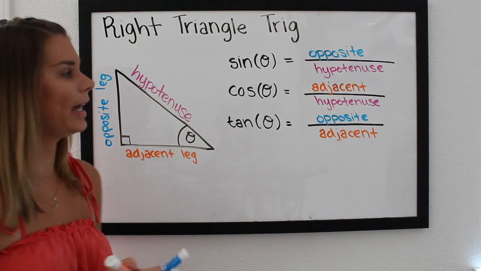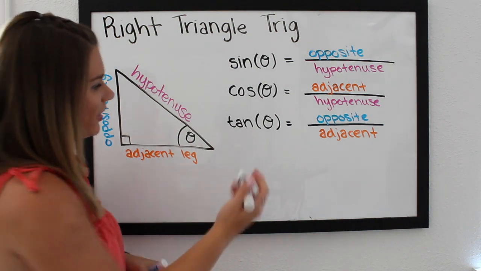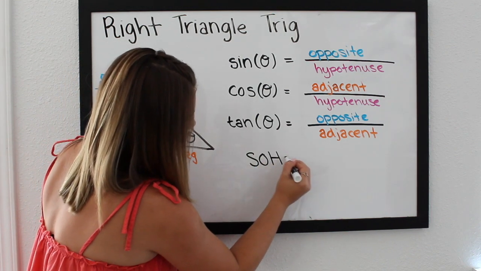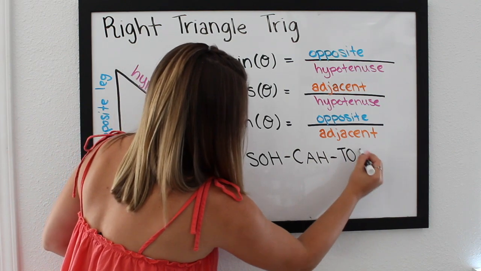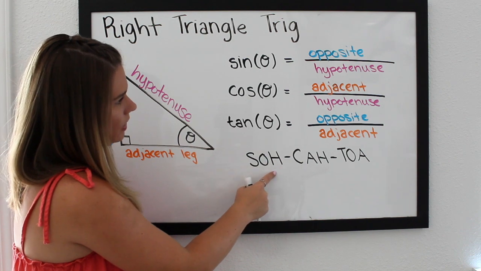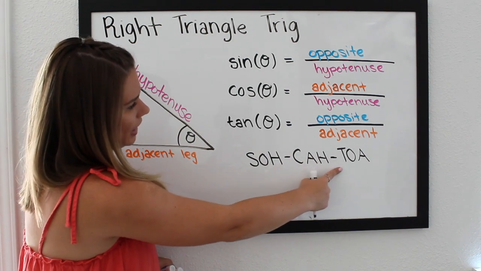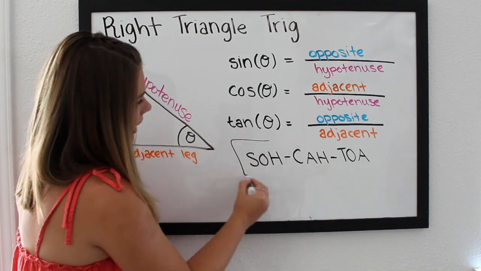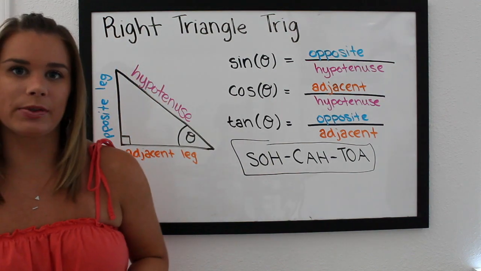One thing that really helps my students remember this is this little saying. Some math teachers hate this, but SOHCAHTOA, which stands for sine is opposite over hypotenuse, cosine is adjacent over hypotenuse, and your tangent is opposite over adjacent. Just a little acronym to help you remember those trig ratios.